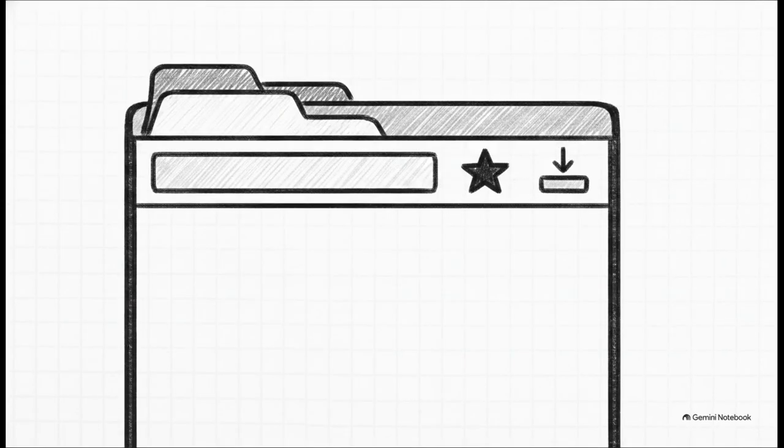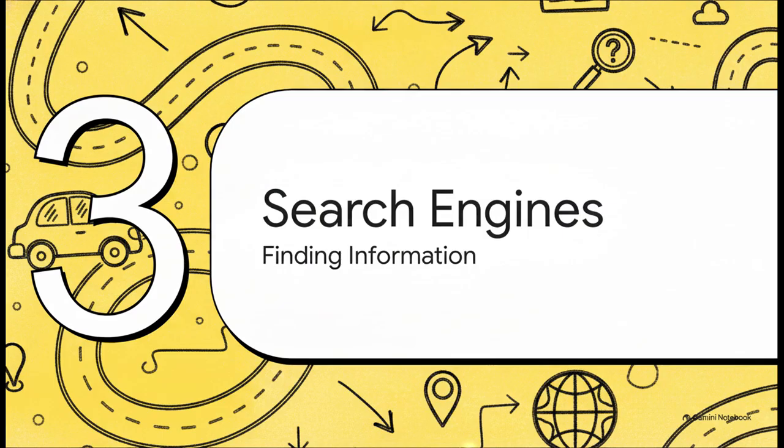Looking at the browser interface itself, you've got your address bar for URLs and your tabs for multitasking. But let's talk about bookmarks for a second. When you bookmark a site, the browser doesn't just save the name, it actually stores the exact DNS routing path. This acts as a saved shortcut, so you can instantly jump back to that digital location without having to memorize the insanely complex IP address behind it. Pretty handy, right? All right, part 3, search engines finding information.